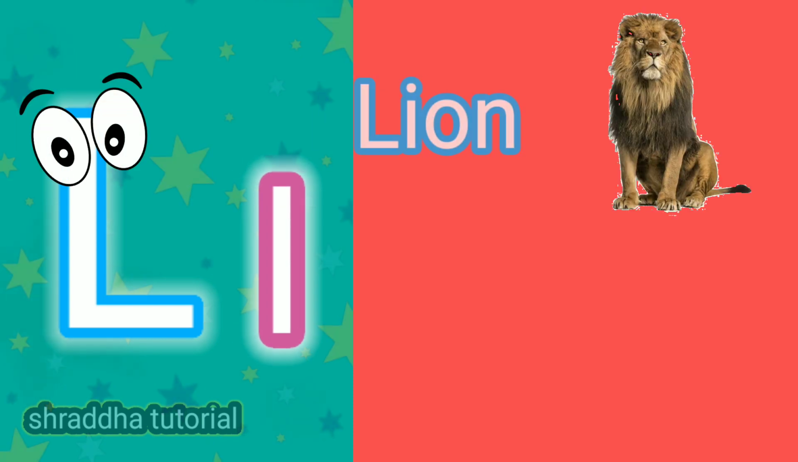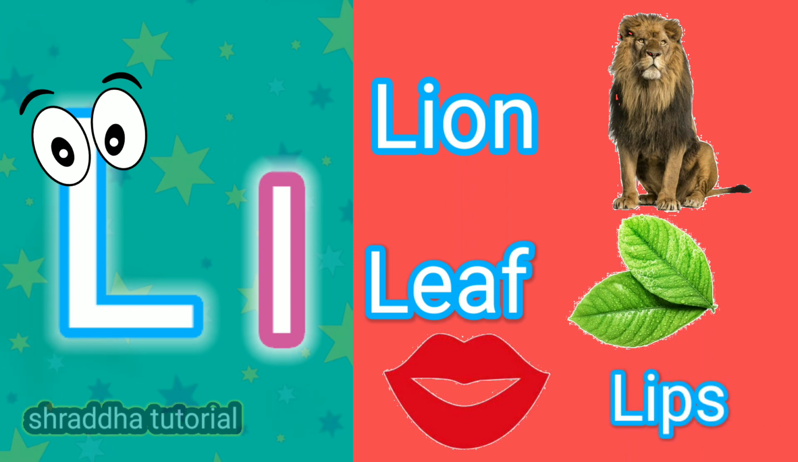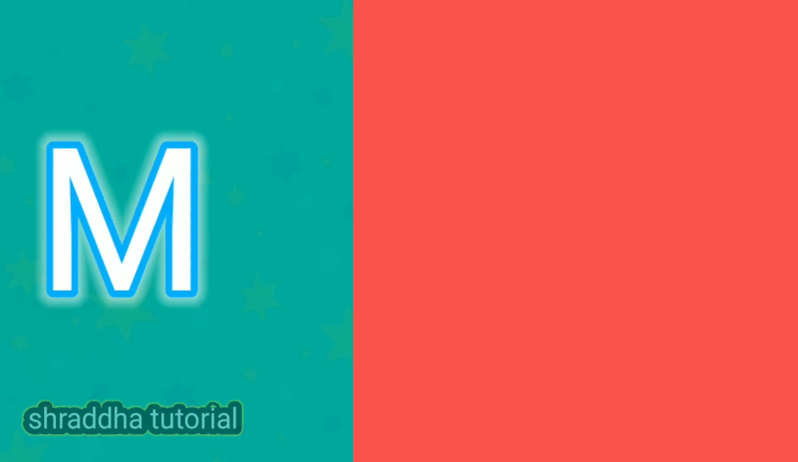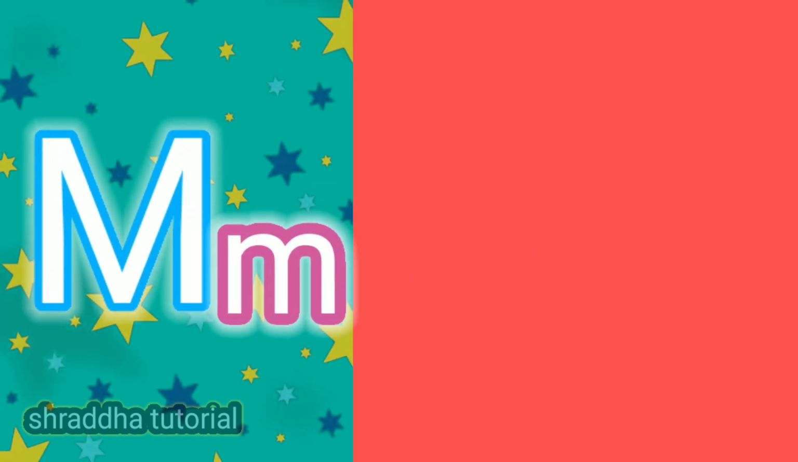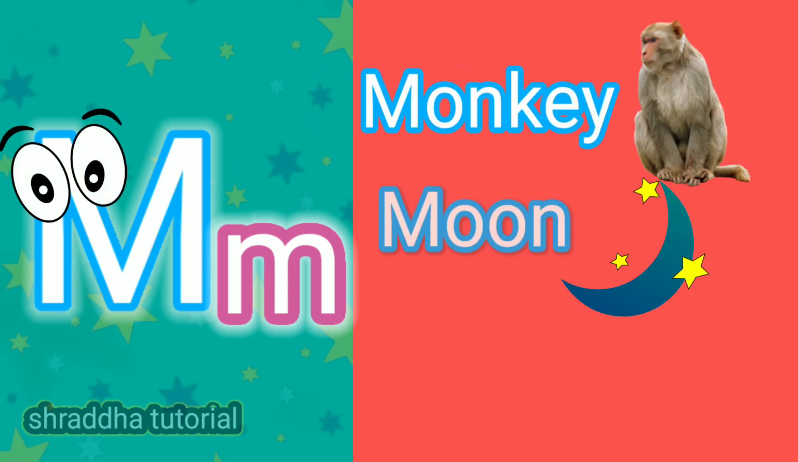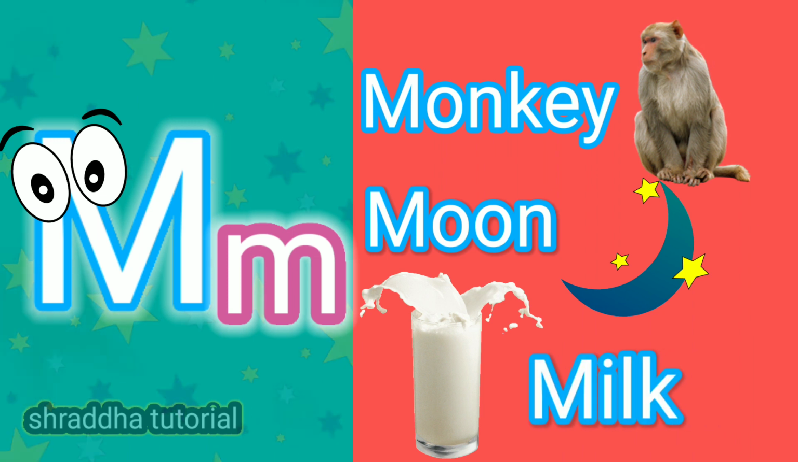L. L for lion. Leaf. Leaves. M. M for monkey. Moon. Milk.